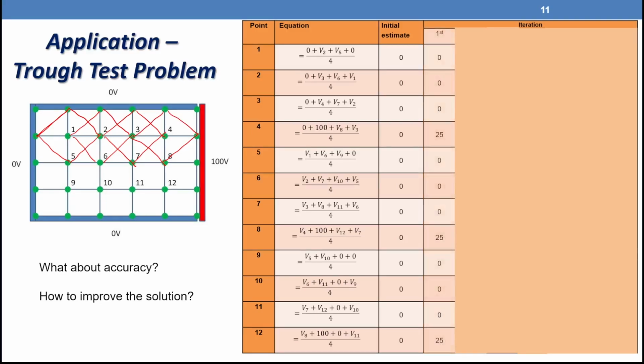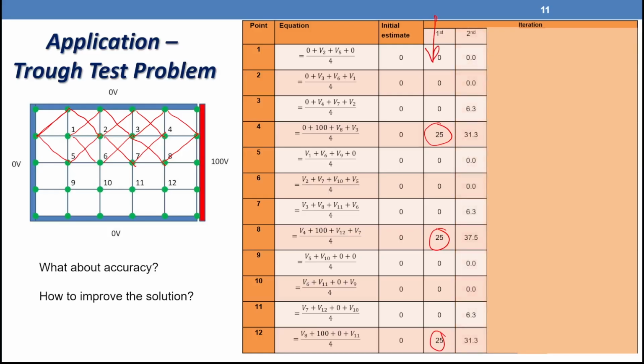For iteration number 1, points 1, 2, 3, 5, 6, 7, 9, 10, 11 are all 0 volts, still 0 volts. But point number 4 would be 100 plus 0 plus 0 plus 0 over 4, which gives you 25 volts. And the same for point number 8 and point number 12. We go for the second iteration based on this column, so we calculate based on the first iteration.